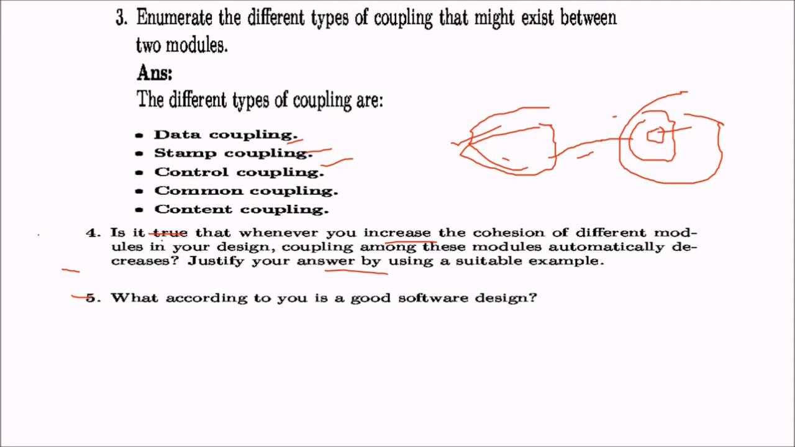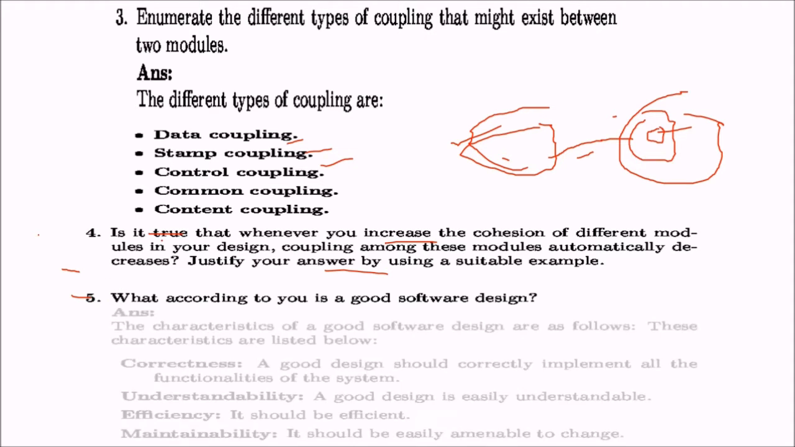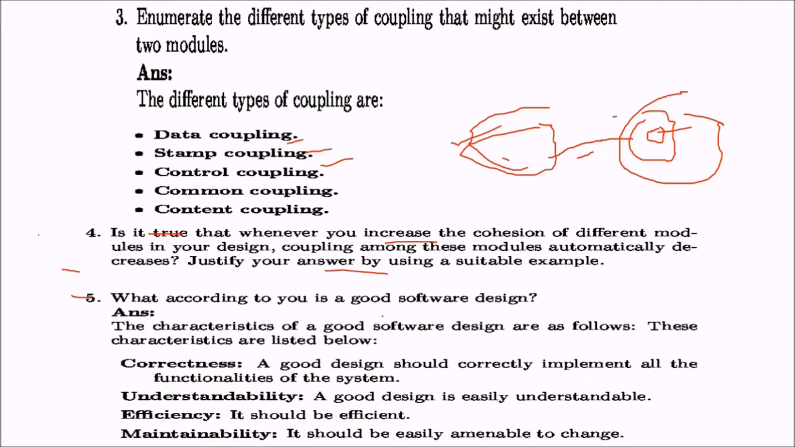Fifth is, what, according to you, is a good software design. You covered it at length, so we'll try to answer. The characteristics of good design are what we are going to explain to you today. These characteristics are very important. Apart from this, there are various explicit or implicit features also. But for the time being, let us see.